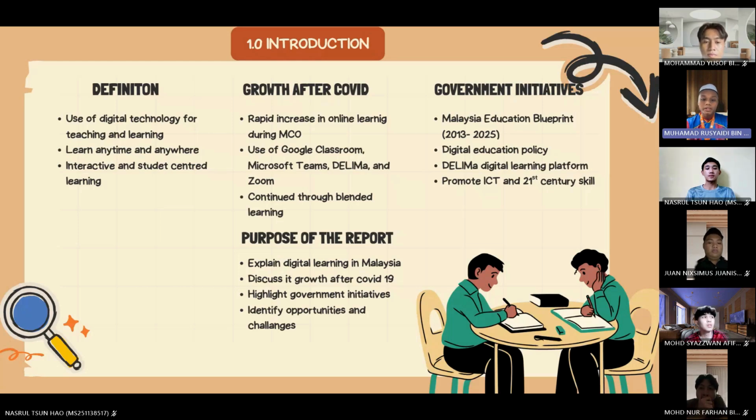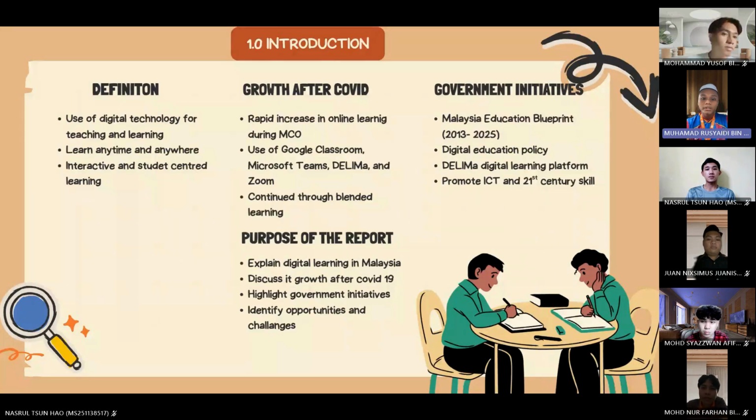listening to the teacher. Next, let's look at the growth of digital learning after COVID-19. During the COVID-19 pandemic and the Movement Control Order (MCO), online learning increased very quickly because schools and universities were closed. Teachers and students used platforms such as Google Classroom, Microsoft Teams, Delima, and Zoom to continue their lessons. Even after the pandemic, many schools still use blended learning, which combines face-to-face classes with online learning.